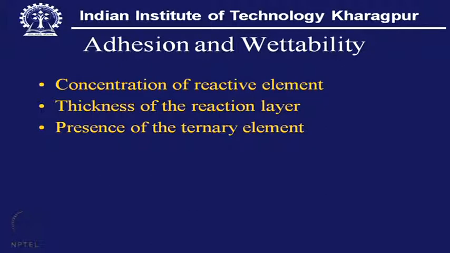So, here we look into adhesion and wettability. Now, adhesion and wettability, one would like to achieve both of them. That means good wettability is important to have a uniform coating. So, it should not come in the form of a lump, it should have spontaneous spreading over the surface. And at the same time, this surface which is coated by this liquid material by virtue of its spontaneous spreading must also build a very strong interface with the base material.